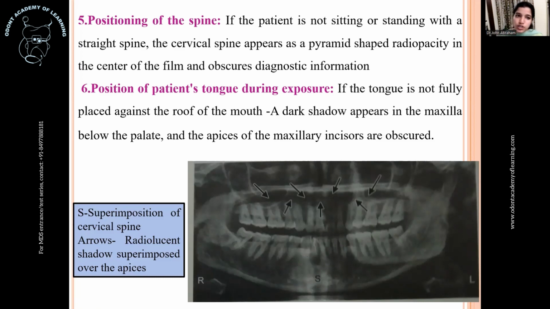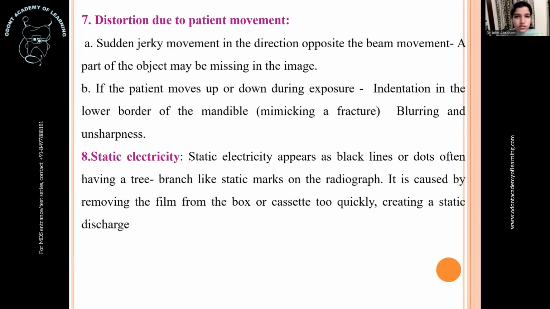Then the positioning of the tongue during exposure. If the tongue is not fully placed against the roof of the mouth, a dark shadow appears in the maxilla below the palate, and the apices of the maxillary incisors are obscured. So, of course, the tongue should be placed over the palate. Otherwise, a shadow is going to appear over the palate and the apices of the maxillary incisors. All these were positioning errors.